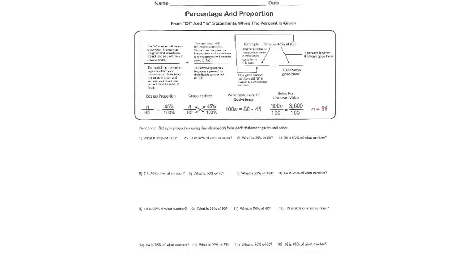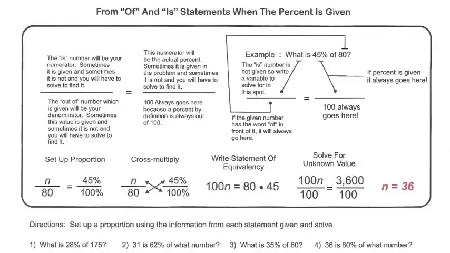Now please turn to your percentage and proportions practice page. We're going to work with proportions on solving problems. We're going to use the is over of equals percent over 100, which is the same as part over whole equals percent over 100. And you can always refer back to the top part if you have any questions. But remember, part over whole equals percent over 100, or is over of equals percent over 100.